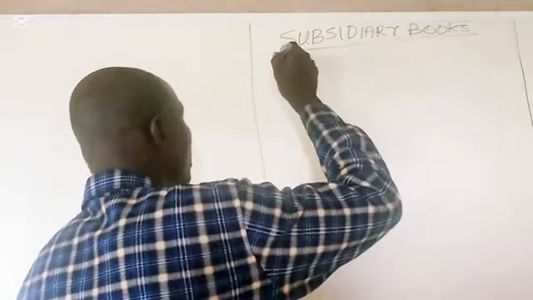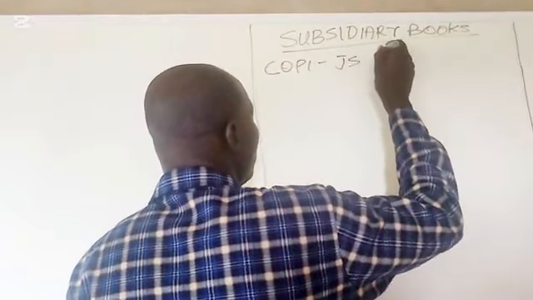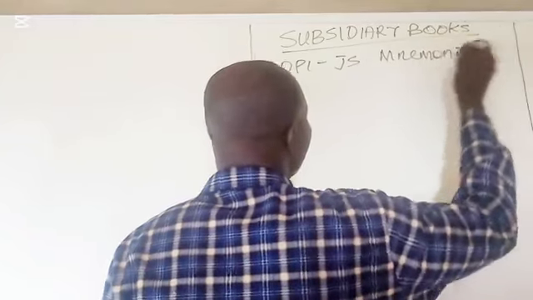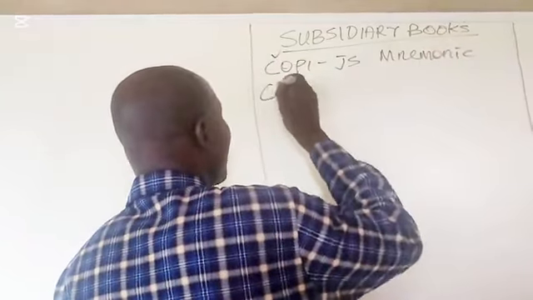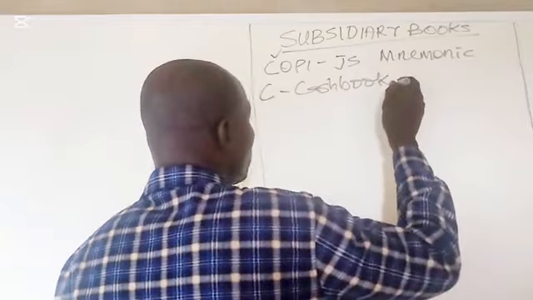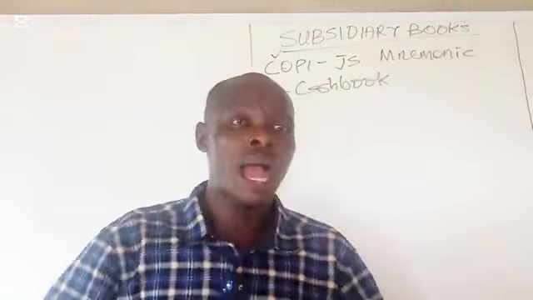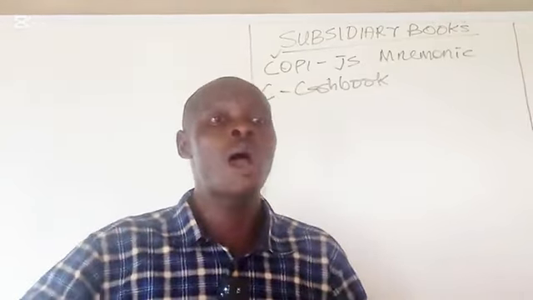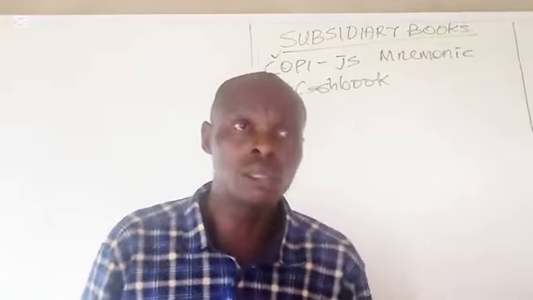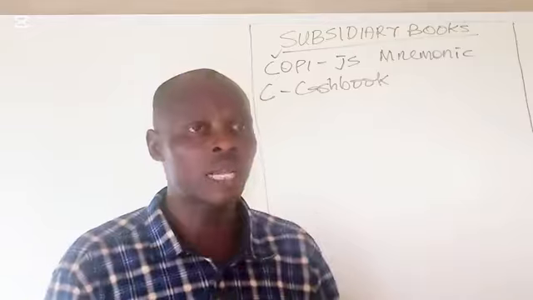CopyJS Mnemonic. The first letter C stands for cash book. So we want to look at the subsidiary books. Number one, we have cash book. Cash book is used for recording all cash and bank transactions.